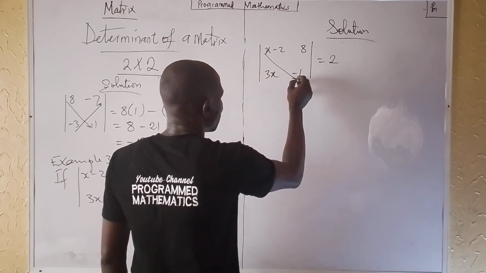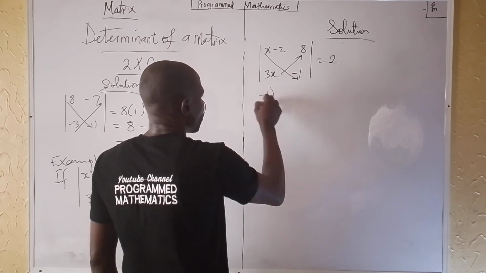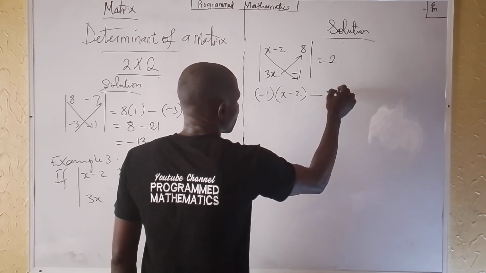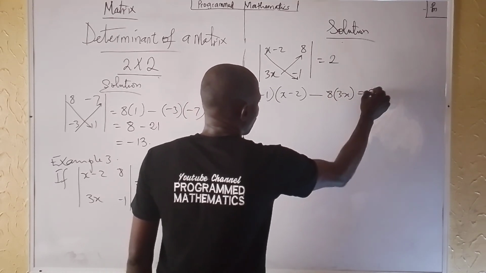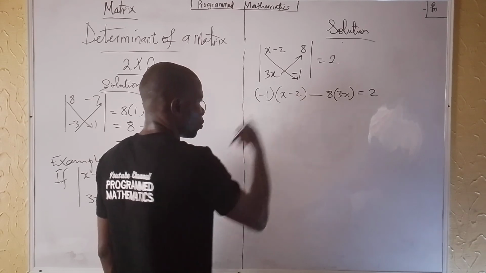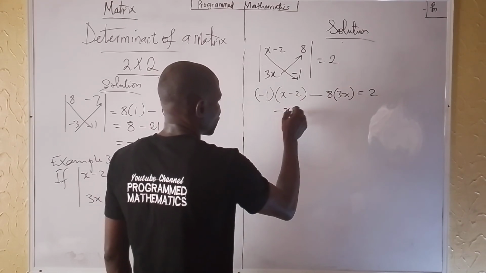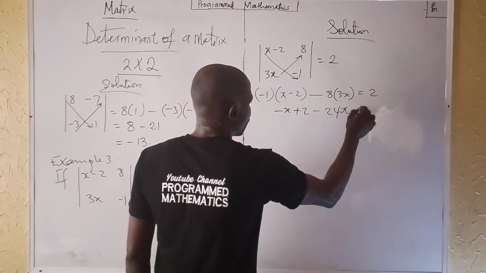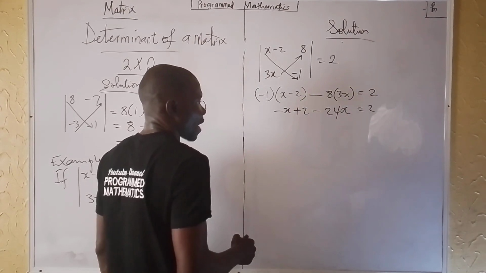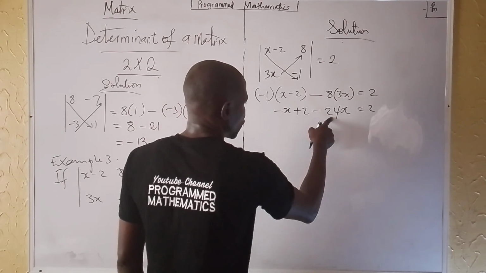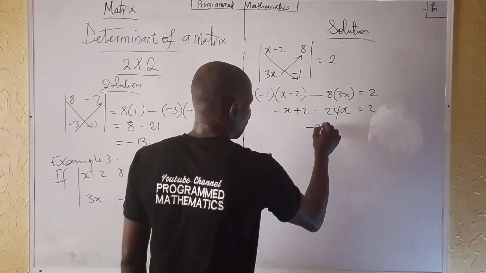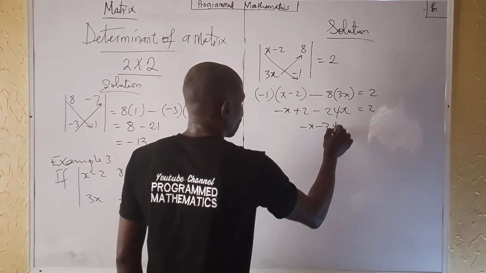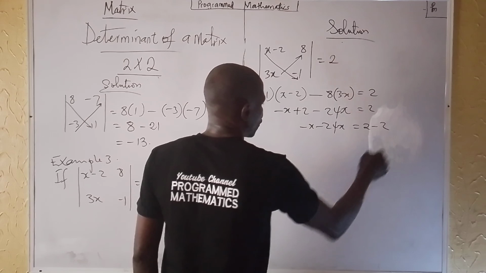So in this case, this times this minus this times this. So minus 1 times x minus 2 minus 8 times 3x. This is equal to 2. So remove the brackets. This will be minus x plus 2 minus 24x is equal to 2. And so if you collect like terms here, minus x minus 24x, that's minus 25x, okay? Let's write out minus x minus 24x is equal to 2 minus 2.